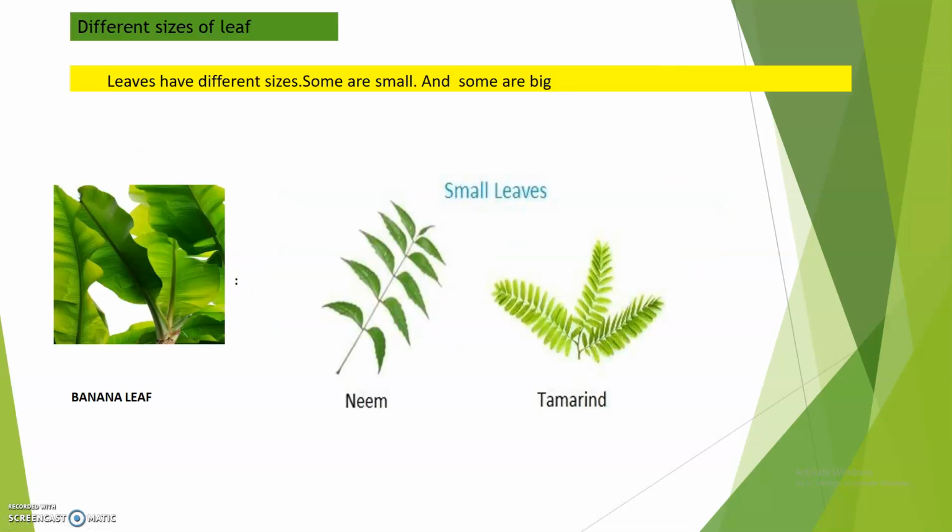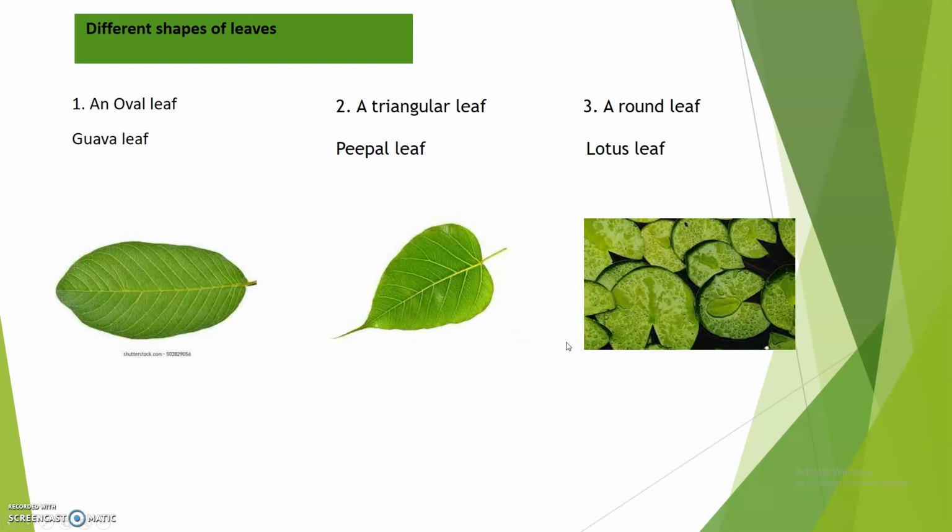Different sizes of leaf. Leaves could be of different sizes as well. I have already told you, some could be very big, some could be very small, some could be medium size. If you see the banana leaf, it's very long. Neem, very small. Tamarind, imli it is called in Hindi. The tamarind leaf, if you see, is very small.